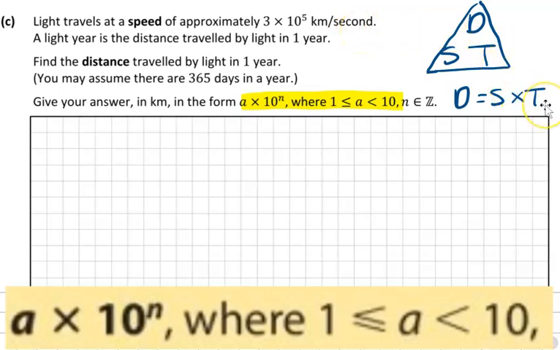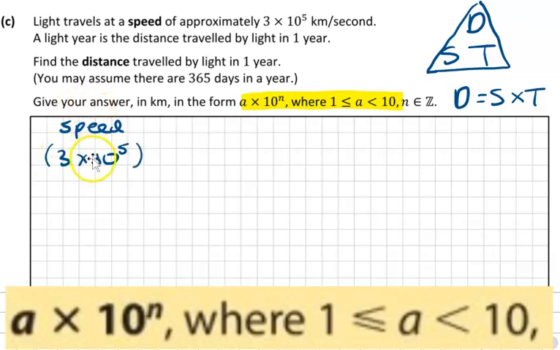And the time, we need to work this out ourselves. We are told that the distance is travelled by light in 1 year, and our unit of measurement for speed is seconds. So we have to change from seconds to years. So we need to think how many seconds in a minute, how many minutes in an hour, how many hours in a day, and how many days in a year.